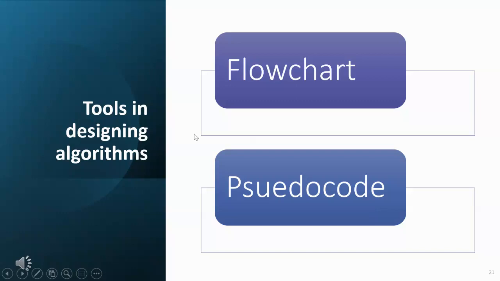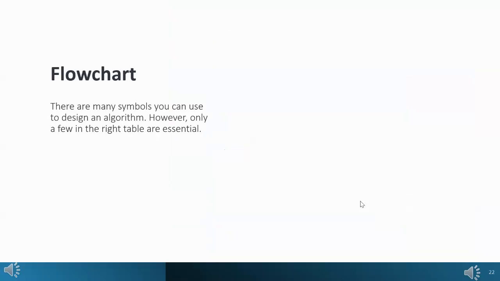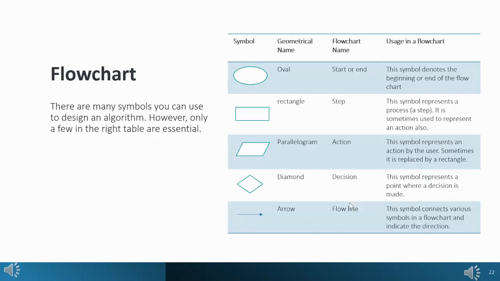We only discussed the two most popularly used tools, flowchart and pseudocode, that are used in designing algorithms. A flowchart consists of a set of symbols you can use to design an algorithm. However, only a few listed in the right table are essential. Look at the table.